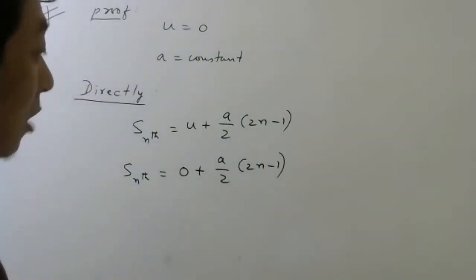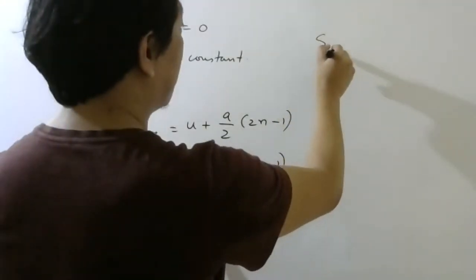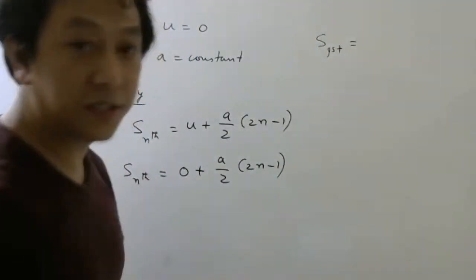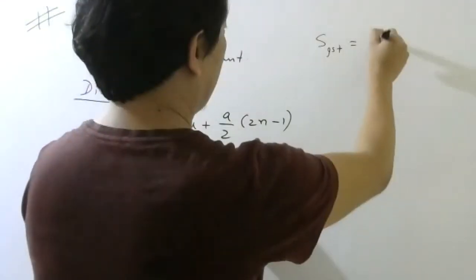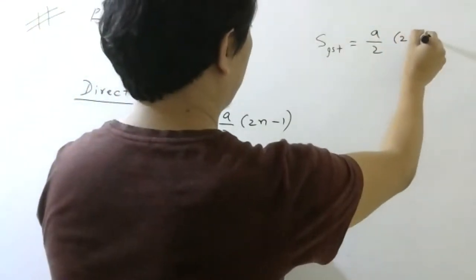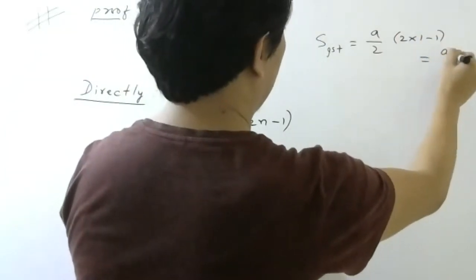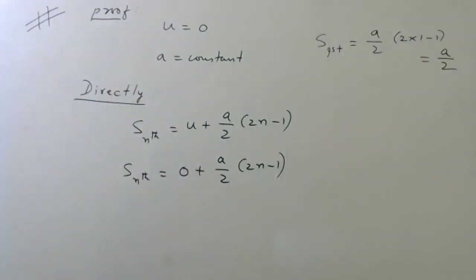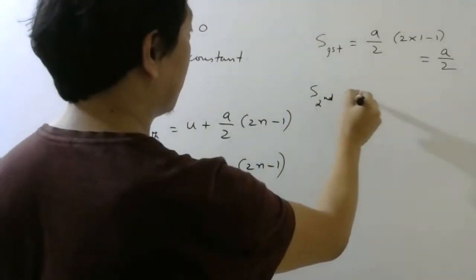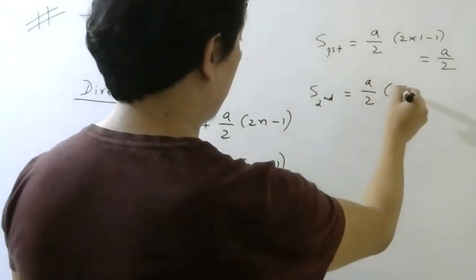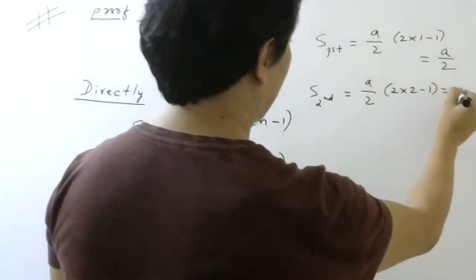Correct? Now tell me what is the displacement in the first second. First second means n equal to 1, you put n equal to 1: a by 2, 2 into 1 minus 1, a by 2. Correct? Now tell me the displacement in the second second: a by 2, 2 into 2 minus 1.